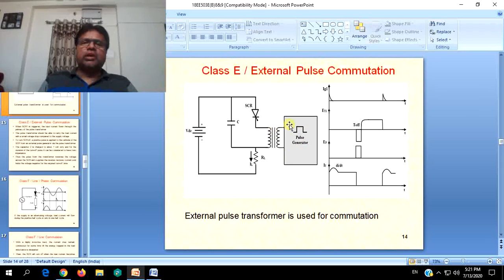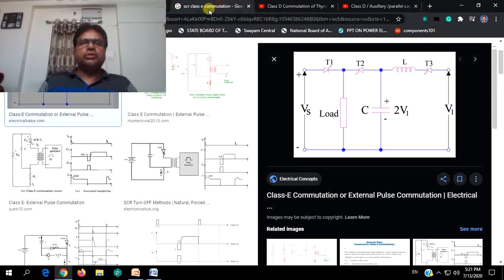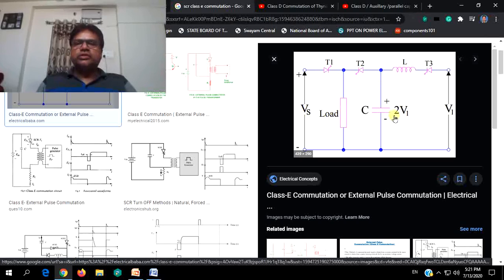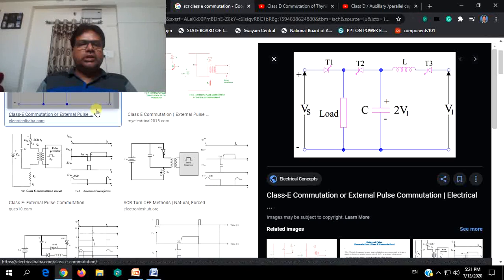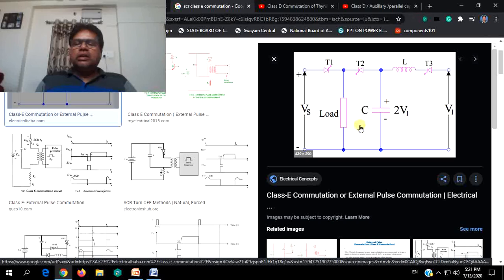There may be some noises, cost will be more. We shall see some other circuits which are available, which are mainly employed. Just when you go through this circuit, it is shown here. This is the pulse transformer circuit which we have discussed, and this one is shown here.